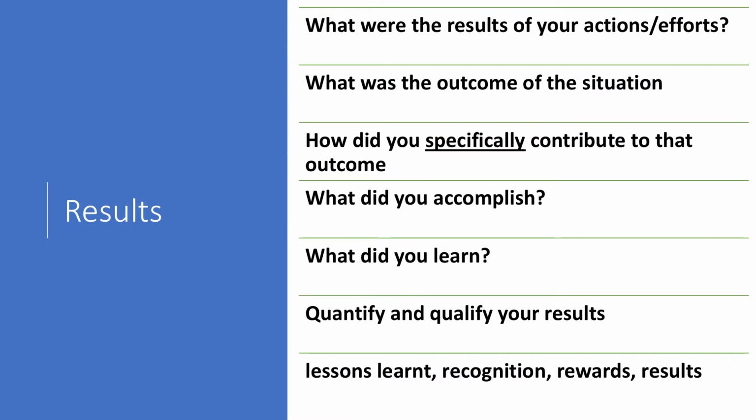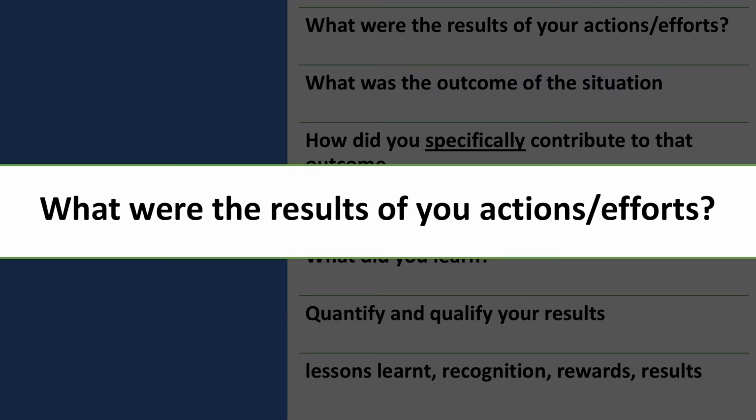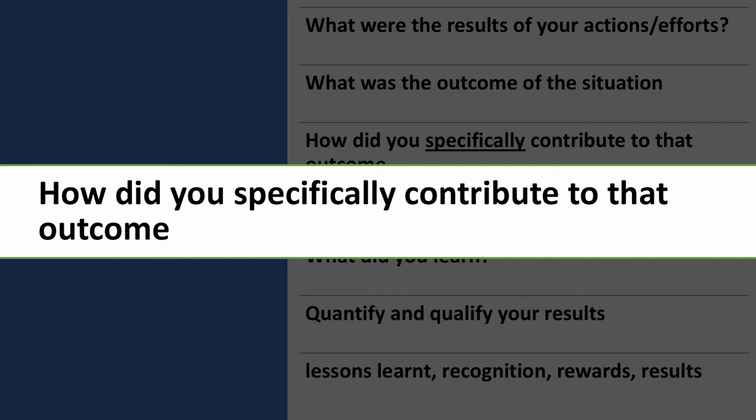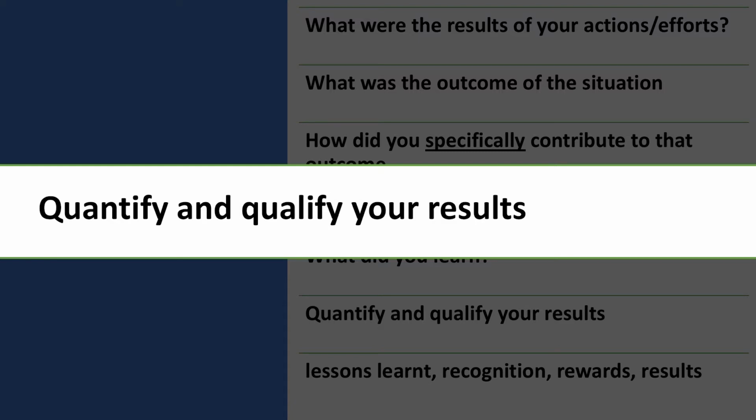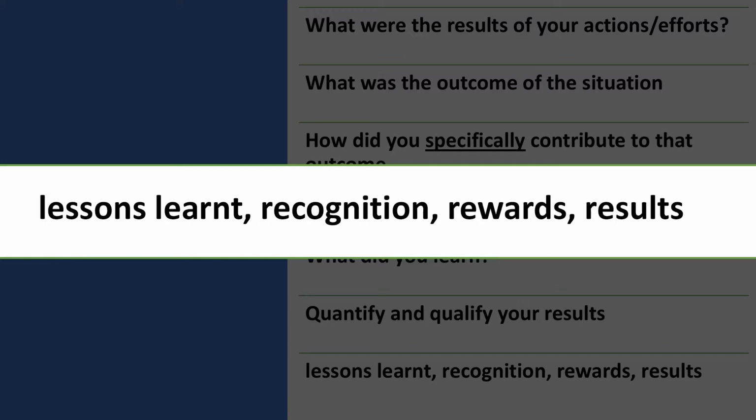And then we come to the R in STAR, the results. What were the results of your actions and efforts? Please make sure you do not leave this off. This is a big mistake. What was the outcome? What specifically was your contribution to the outcome? Not, our team did this, that's great, but how did you contribute? What did you accomplish? What did you learn? You need to quantify and qualify your results. Lessons learned, recognition, rewards, results.